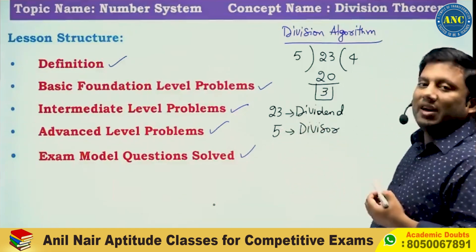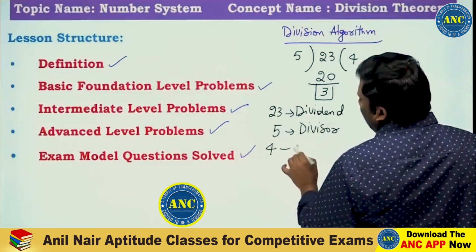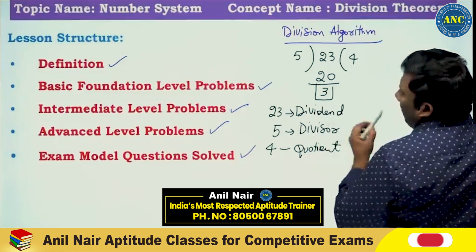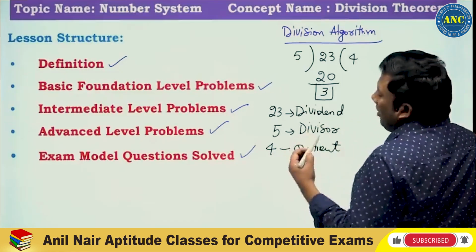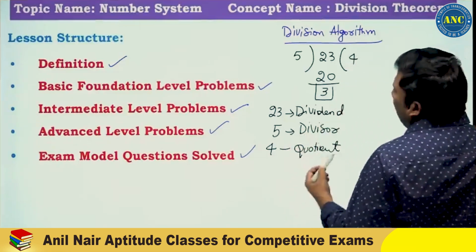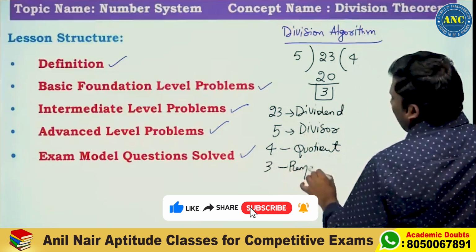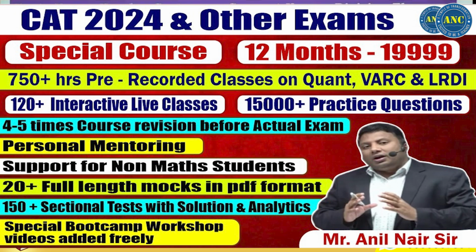How many times does the divisor go in the dividend? 4 times it will go. That is the quotient. After 5 fours are 20, what is remaining? What is pending? That is called the remainder. 3 is called the remainder. 23 is called dividend, 5 is called divisor, 4 is called quotient, 3 is called remainder.